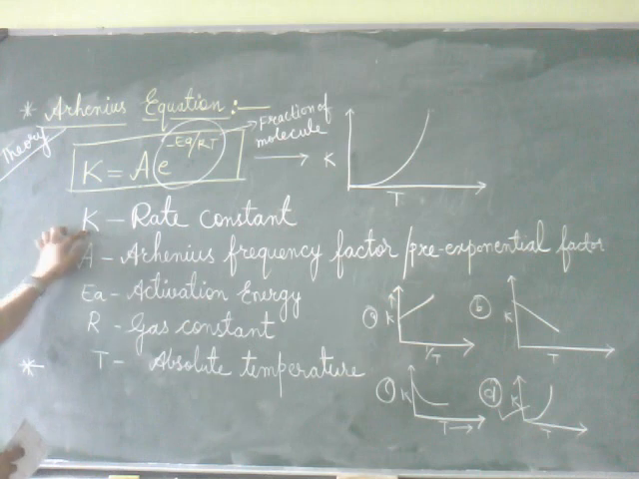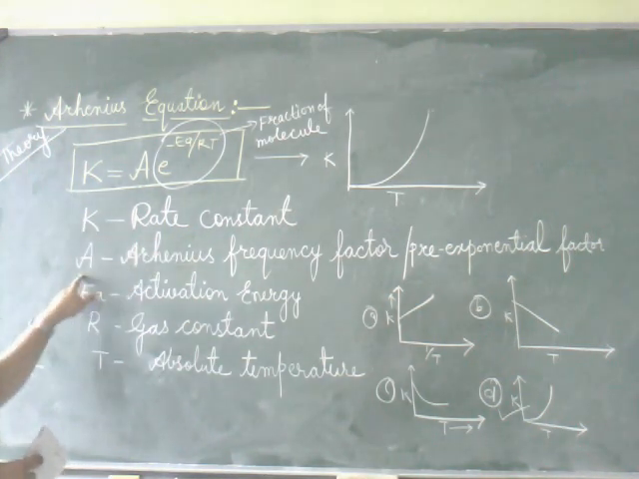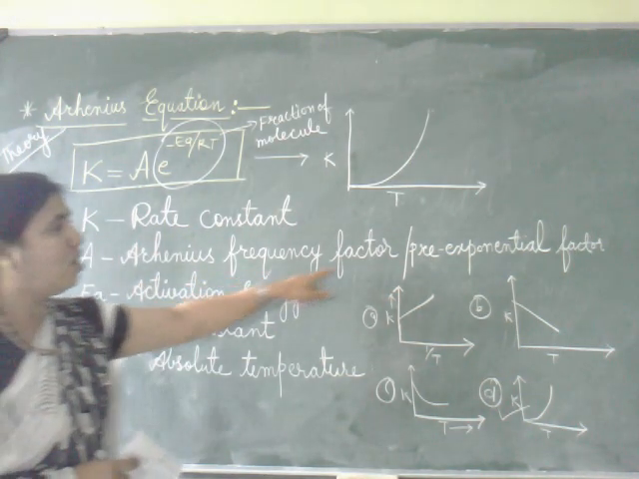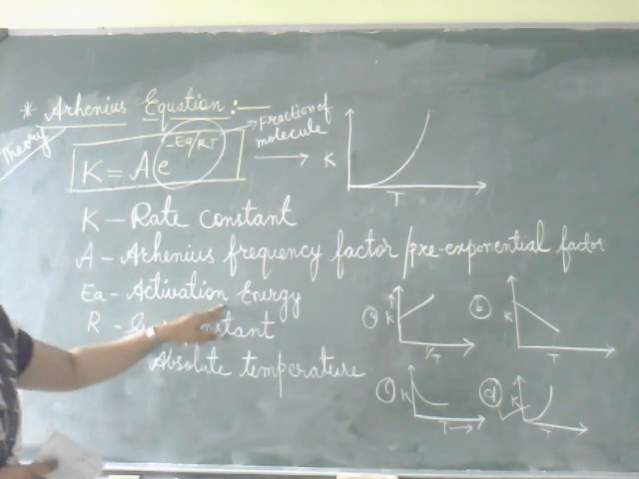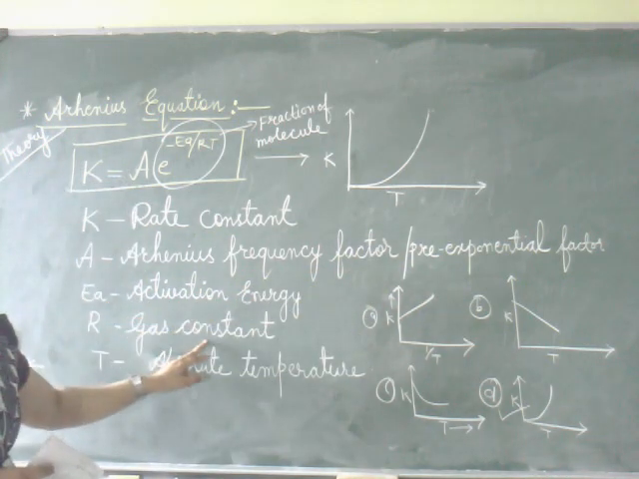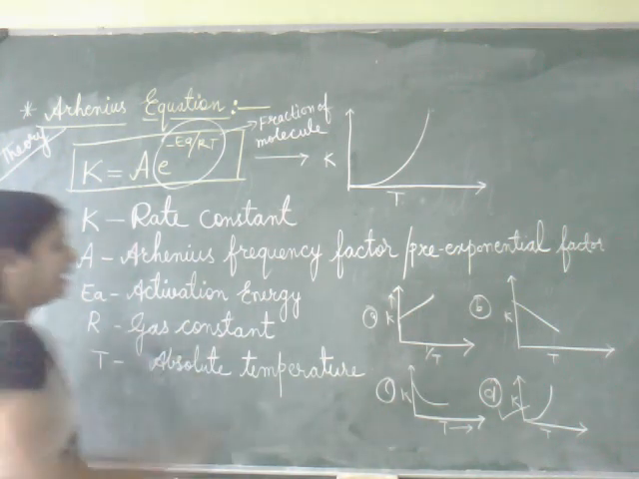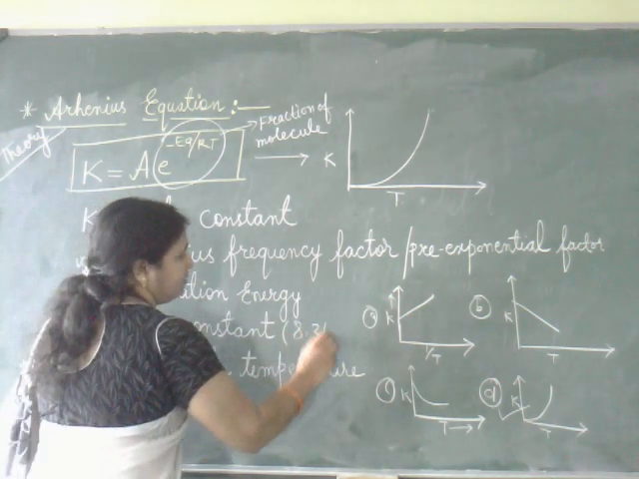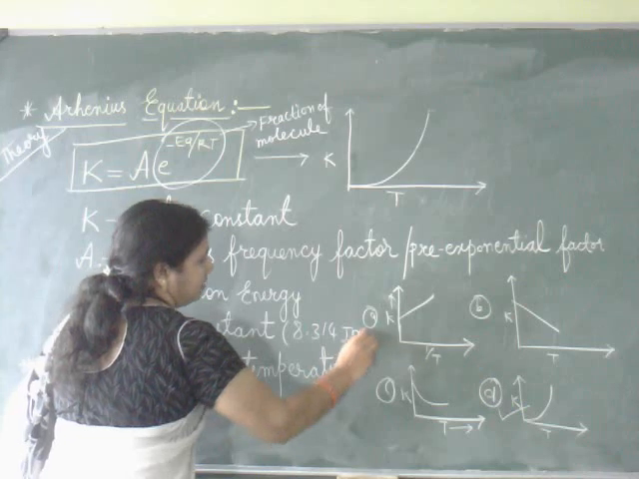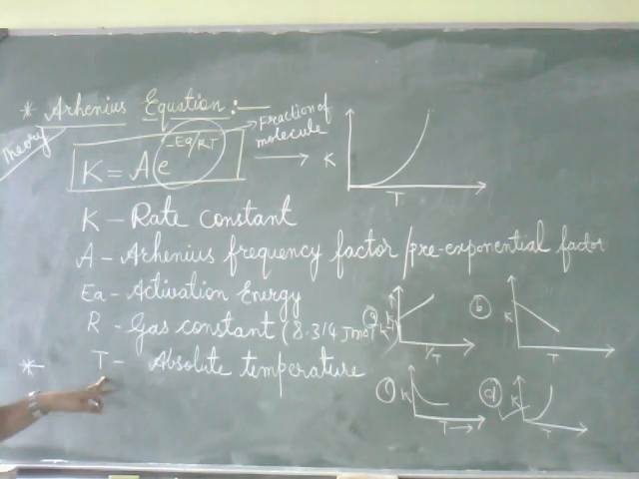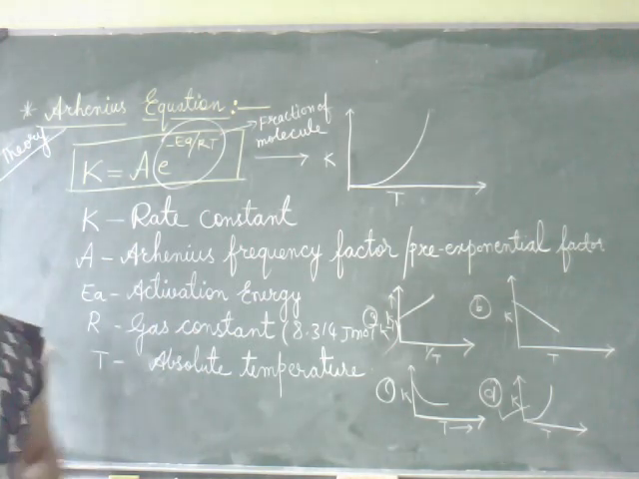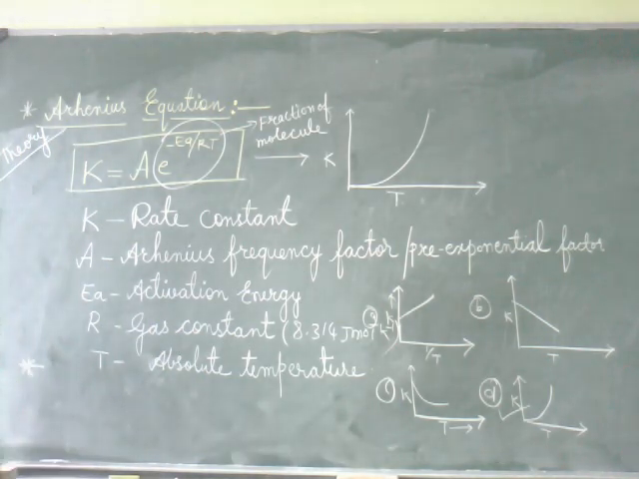And what are the terms present in it? k is the rate constant, A is the Arrhenius frequency factor or pre-exponential factor, Ea is the activation energy, and R is the gas constant, whose value is 8.314 joule per mole per Kelvin. And T is the absolute temperature. So this is the Arrhenius equation.